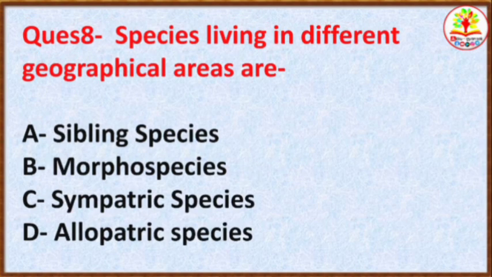Question number 8. Species living in different geographical areas are A. Sibling species, B. Morpho species, C. Sympatric species or D. Allopatric species. The answer is D. Allopatric species. These are the species living in different geographical areas. So, guess what will be sympatric species? Sympatric species are the species living in the same geographical areas.